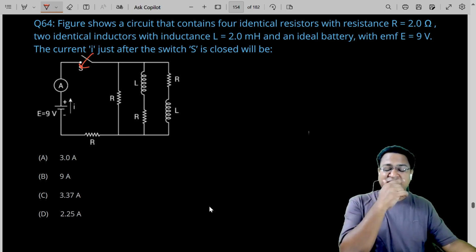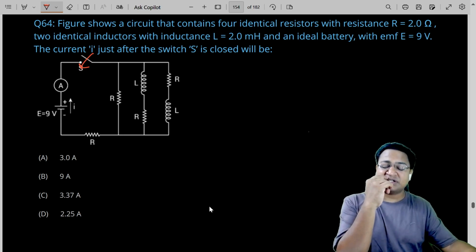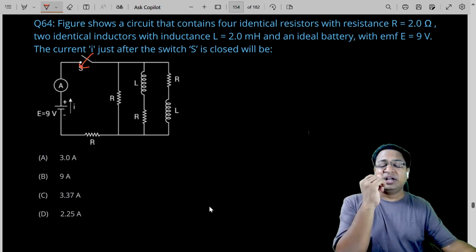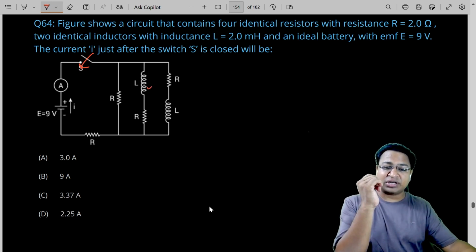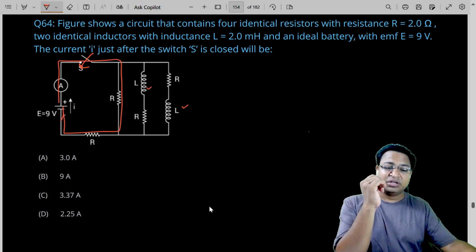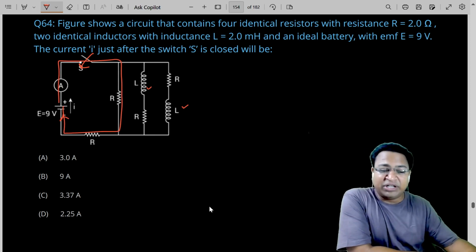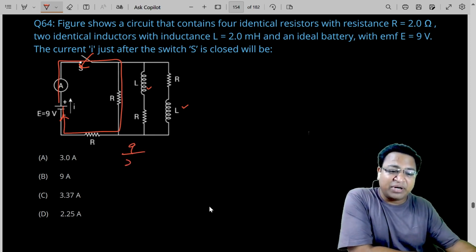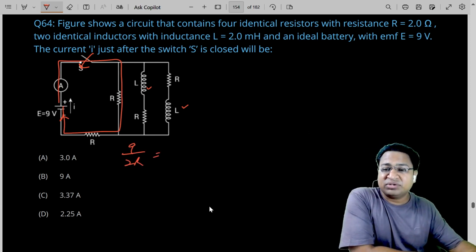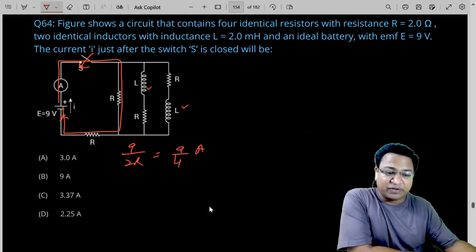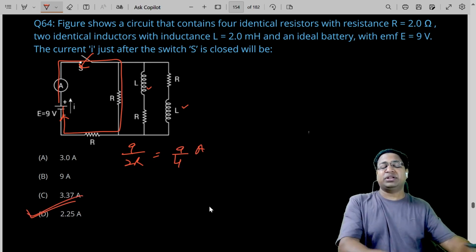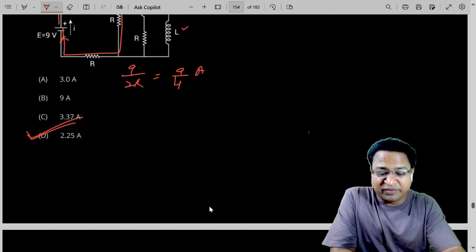The circuit was in this state since long. The circuit was broken, so there was no current in this inductor or this inductor. So even after closing it, the current in these two inductors continues to be zero, which basically means that the current will flow only along this path, and that current would be 9 divided by 2R. And R is given to us how much? It is 2 ohm. So 9 by 4 ampere, and that is 2.25 ampere. So option D would be correct. Is that okay, everyone? Till this point?